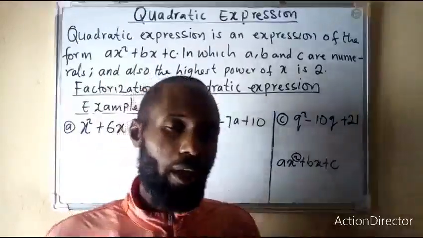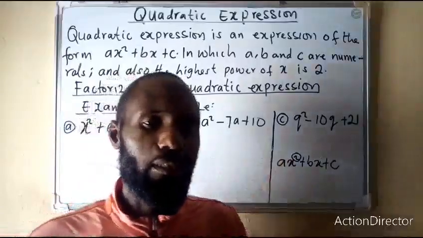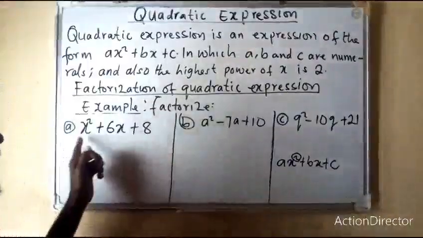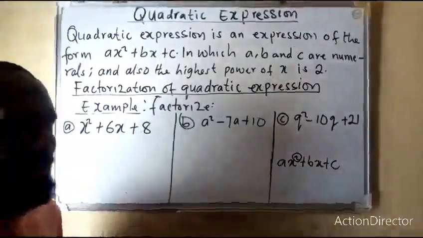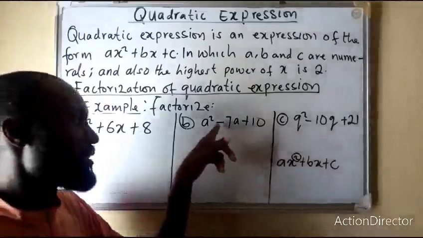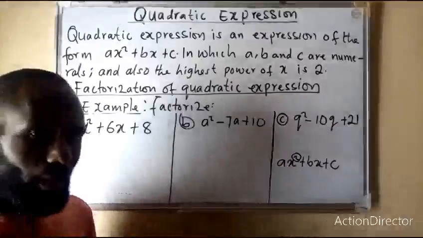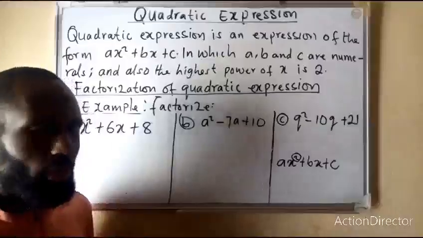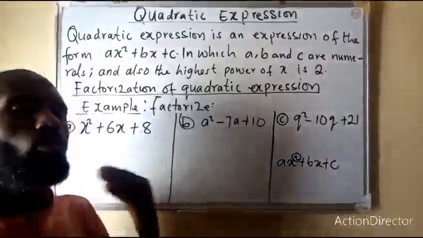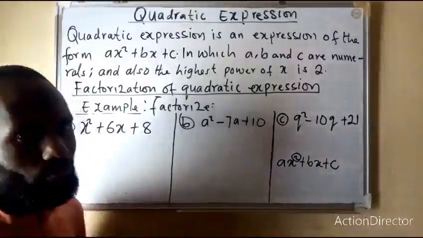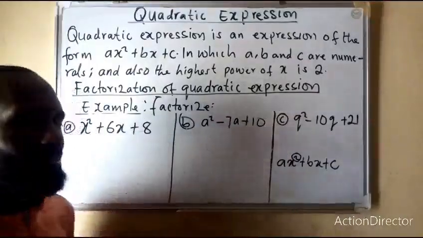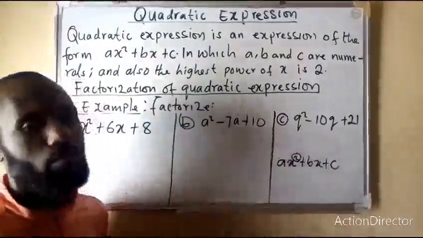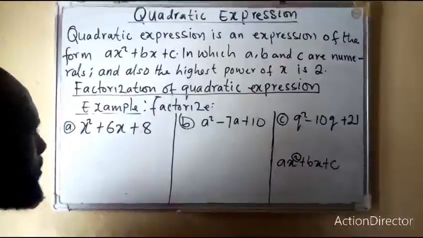Quadratic expression comes in 4 different forms. We have the one in which they are all positive. Then we have another one where the first sign is negative and the second sign is positive. We have another one where the first sign is positive and the second sign is negative. And then we have another one where they are all negative. But today we are going to look at only 2 different forms: the one where they are all positive, and the one where the first sign is negative and the second sign is positive. To solve this, it's very simple.